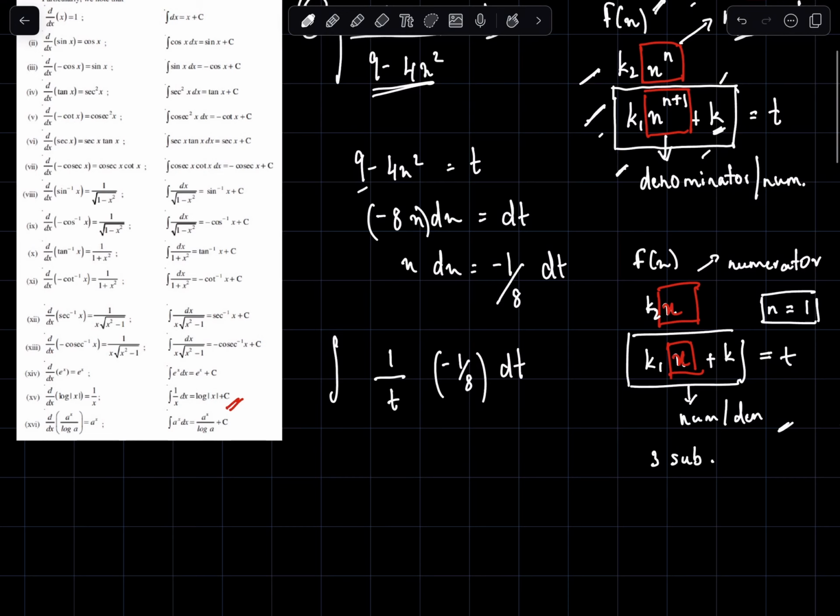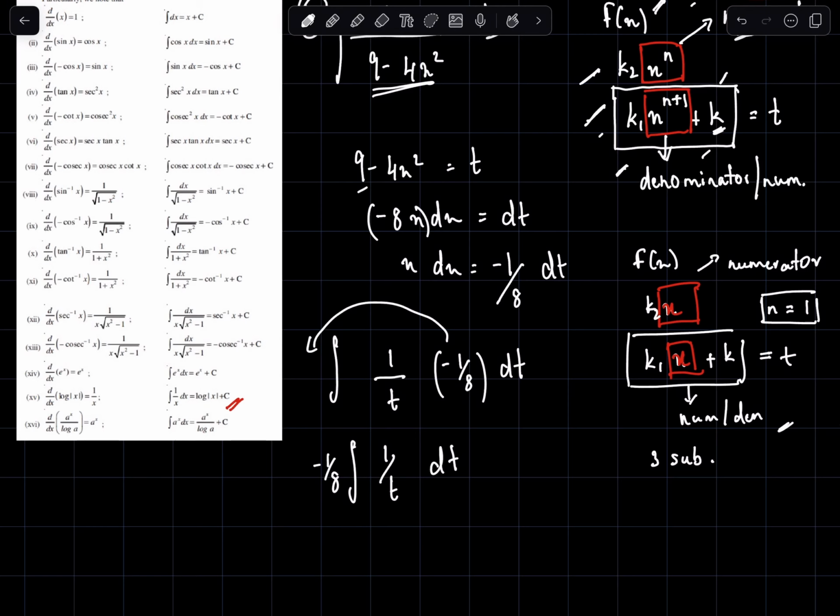Okay, so integral of 1 by t. Now this is very interesting. See, I'm going to put it as 1 by t, and minus 1 by 8 comes out, right? Minus 1 by 8 dt. Now what is integral of 1 over t?